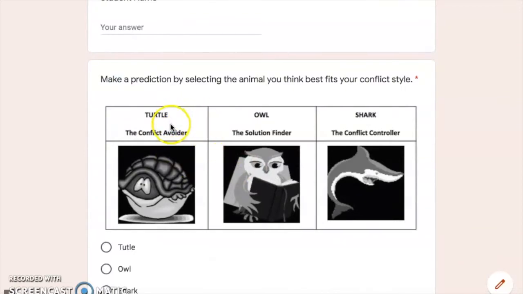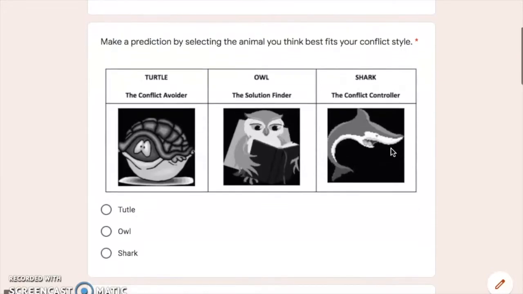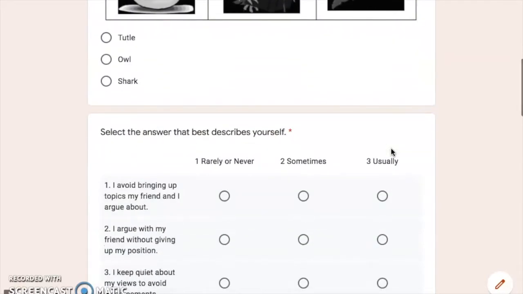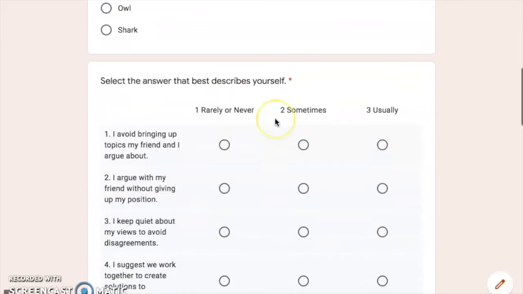You're going to make a prediction. What do you think you are? Do you think you're more the turtle? Are you a conflict avoider? Are you an owl, the solution finder? Do you feel like you're a shark, the conflict controller? Now, there's no right or wrong answer here. You think about how your actions are, what you do, and think about if you are either the shark, the owl, or the turtle. Then you're going to answer some questions that describe yourself.